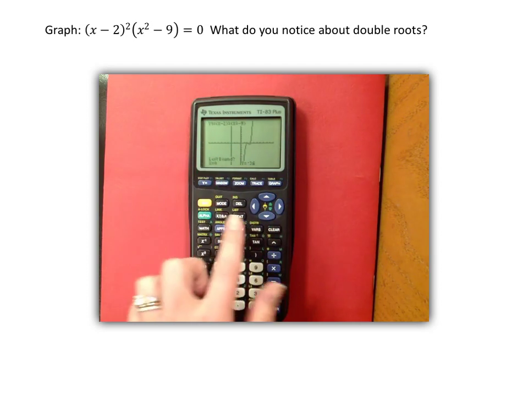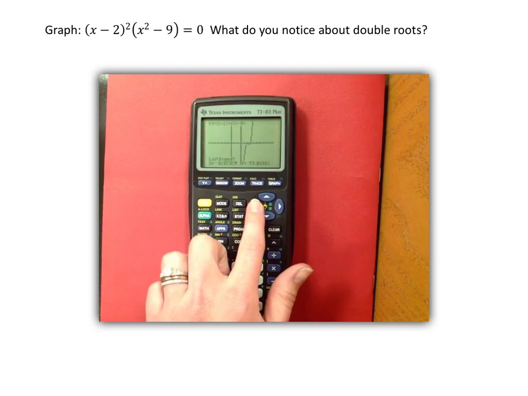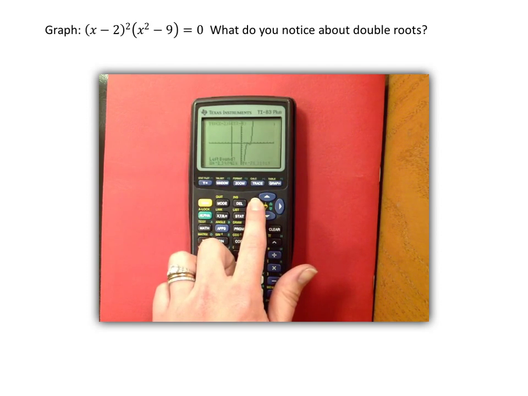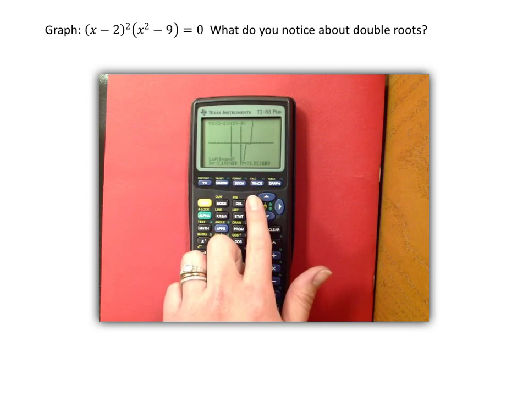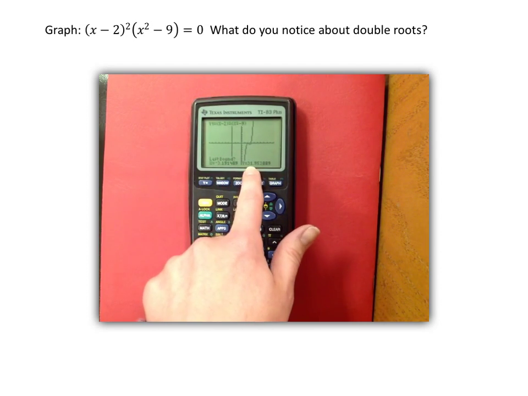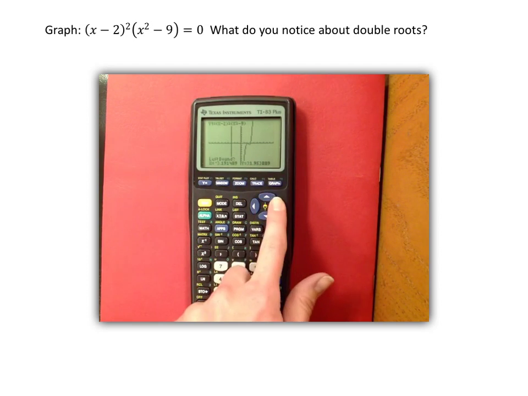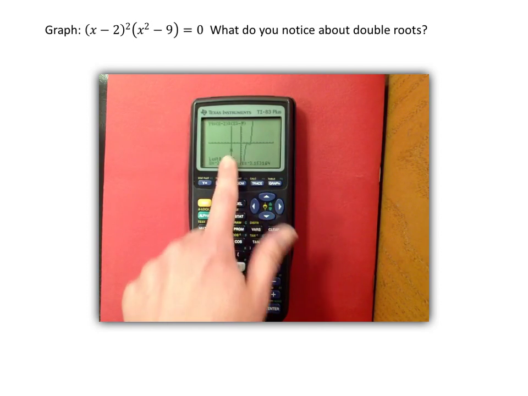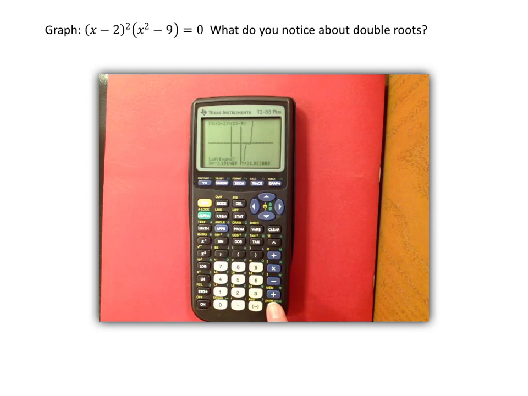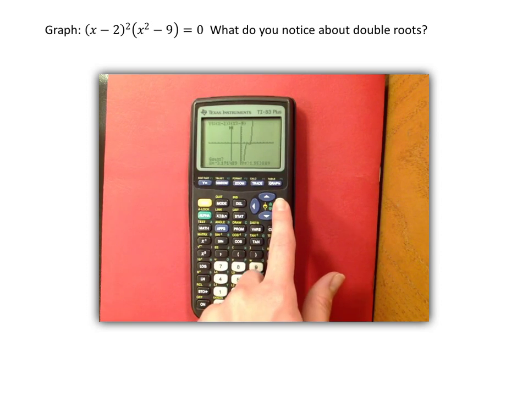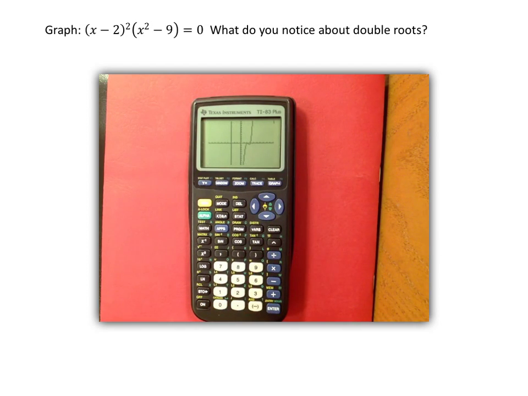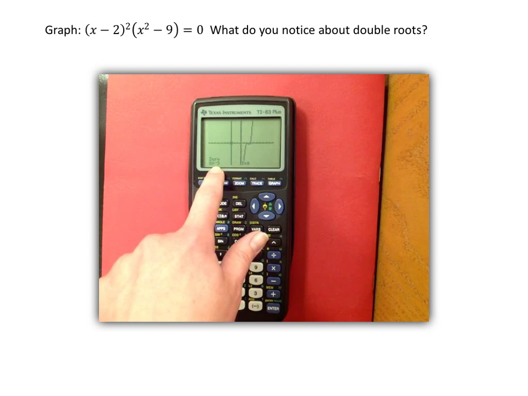It asks for left boundary, so I need my cursor to be to the left of that 0. Here's a value to the left. I know it's to the left because y is 31.95. If I move to the right, it moves down here. So somewhere to the left and hit enter. Then I move to the right and hit enter again. You can make a guess if you need to. Hit enter, and I see that I've got a 0 at negative 3.